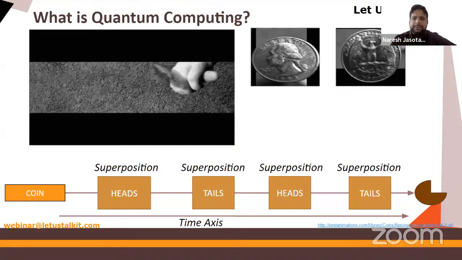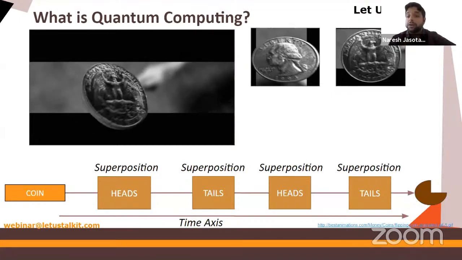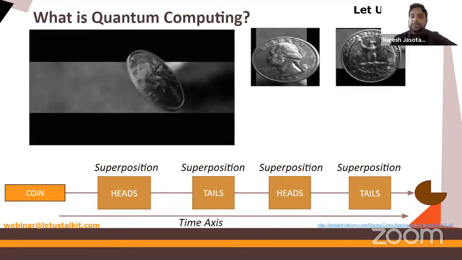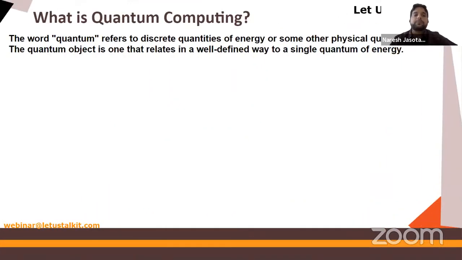I know it's complex. Let it be. Otherwise, everybody would learn quantum computing, right? I'm just kidding. Let's move on.